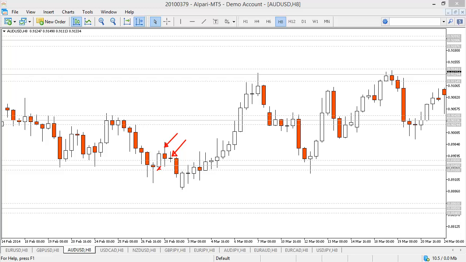Is your stop loss the same on the 8 hour as it is on the daily? Usually it isn't, no.